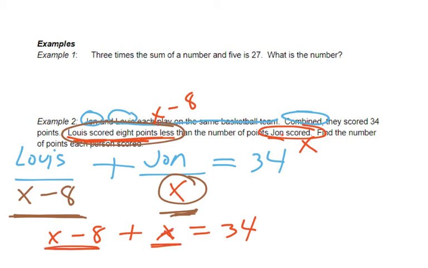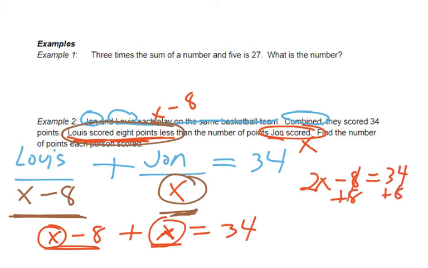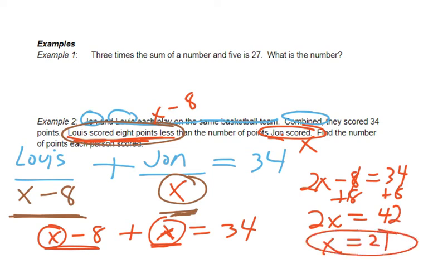Now we can solve it, okay? And here's the easy part. Combine like terms, X plus X is 2X. So we add 8 and divide by 2, right? X is 21. But we're not done, okay? So X is 21. Well, go back and look how we labeled them. John was X. So that means John scored 21, okay?